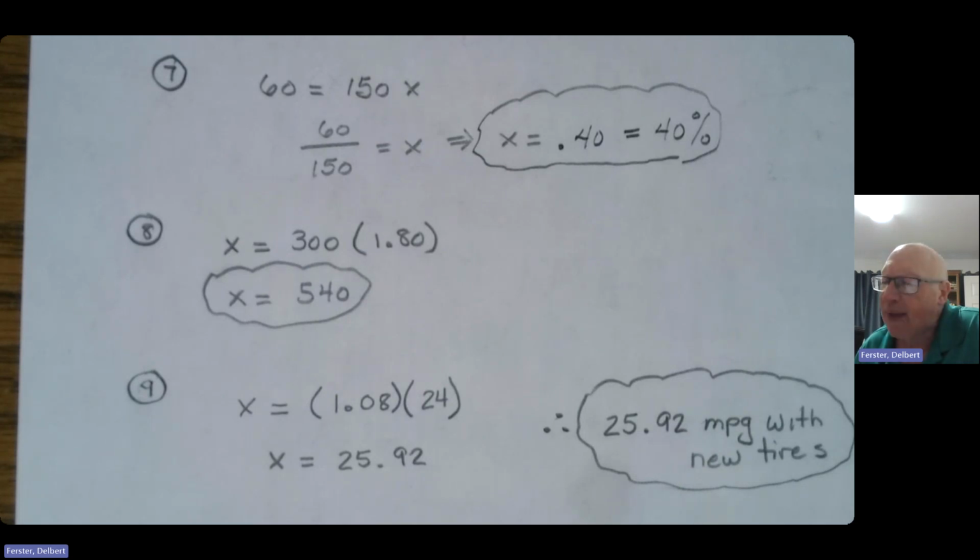Might have approached it differently if they asked how much was the increase. We certainly could get it here. If we took our 25.92 and subtracted 24, we would realize what the increase was for the miles per gallon as a result of the purchase of the new tires. I chose to just go right after what would be the increase of 8% on top of 100%. So that's the 1.08 coming at you on problem 9.